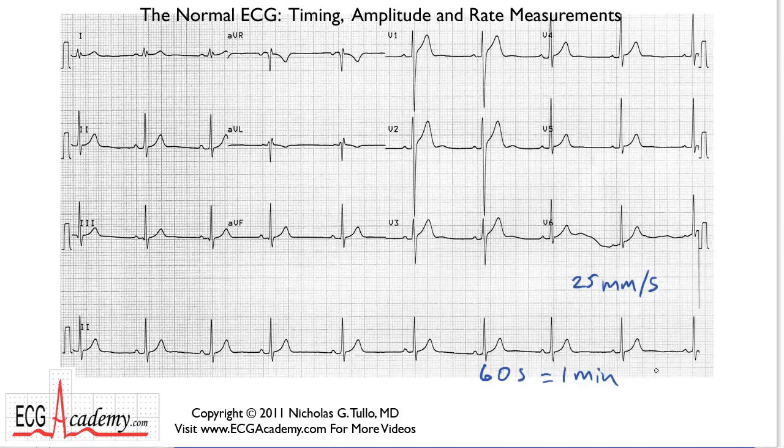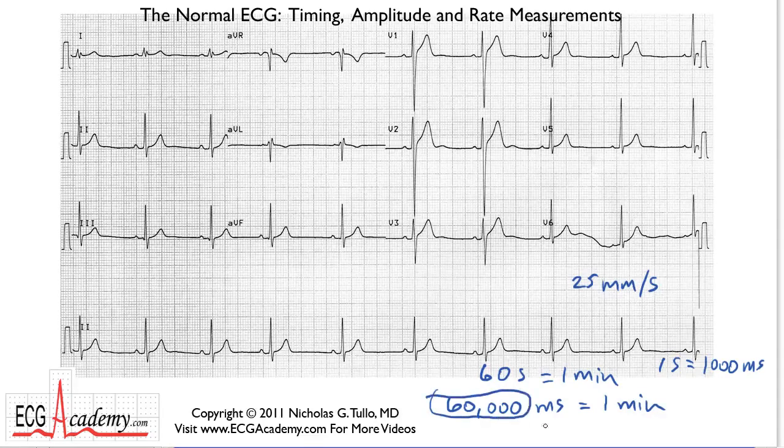Now, we know that 1 second is equal to 1,000 milliseconds. So that means that 60 seconds is equal to 60,000 milliseconds in a minute. Now, that's the fudge factor, 60,000. What that means is that the rate relationship between the interval, or the time between beats from here to here, is related to rate in a calculation that rate is equal to 60,000 divided by the interval between beats. Okay? So how do you figure that out?